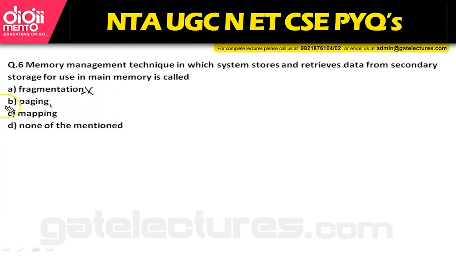B is paging. Yes, paging is the right answer. Even though we do not have enough memory in our main memory, a part of the process is brought from the secondary memory to the main memory, only that part which is required currently by the user to execute a particular process. That is known as paging. And yes, this is the right answer. Now mapping is a different thing. Mapping is actually mapping of physical and virtual addresses. So mapping is definitely not the answer. So B is the answer here.